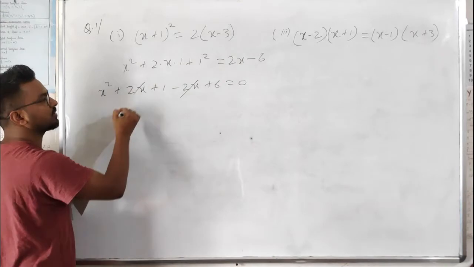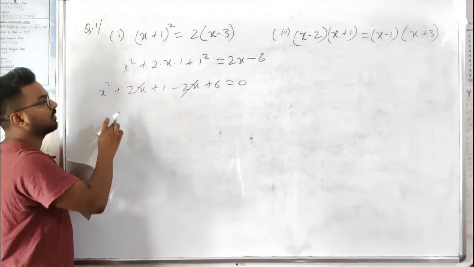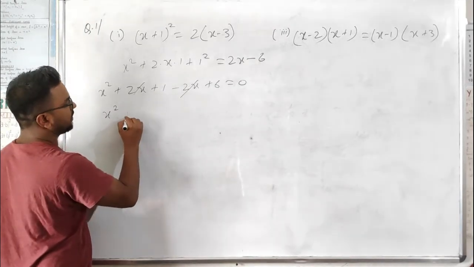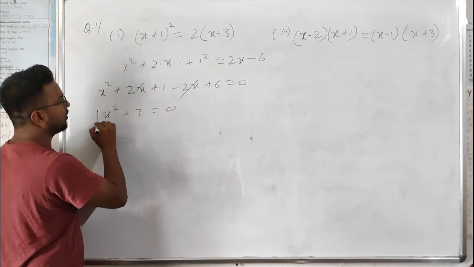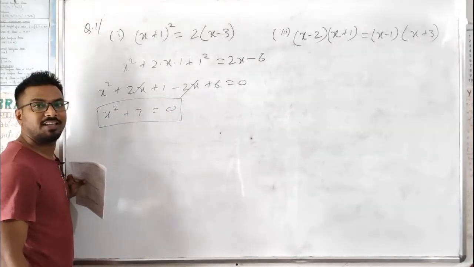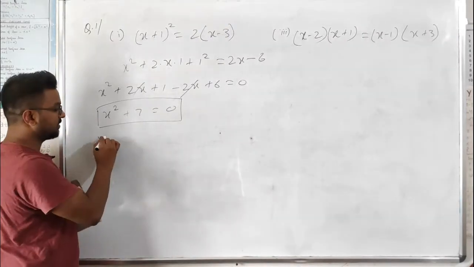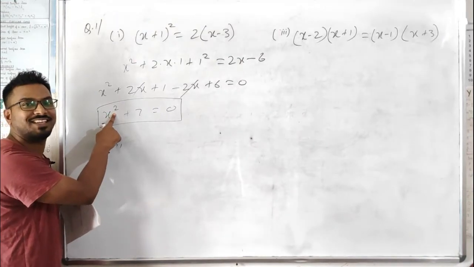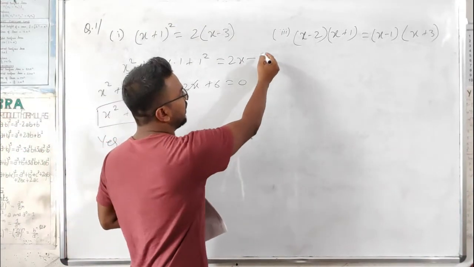Now minus 2x and plus 2x will get cancelled. What will remain? x square, 6 plus 1 is 7, plus 7 equals 0. Now you have to check whether this is a quadratic equation or not. Answer is yes, because the highest power of the variable is 2. So this will be a quadratic equation.